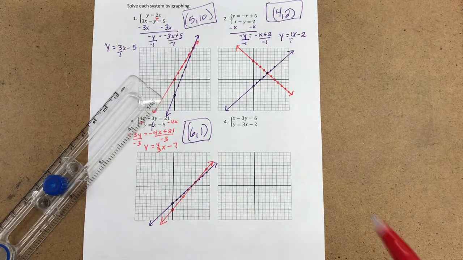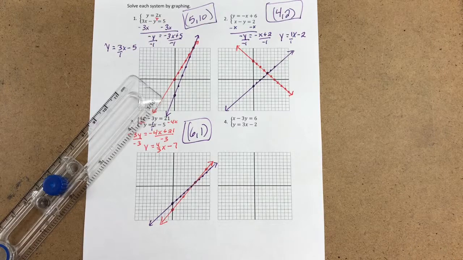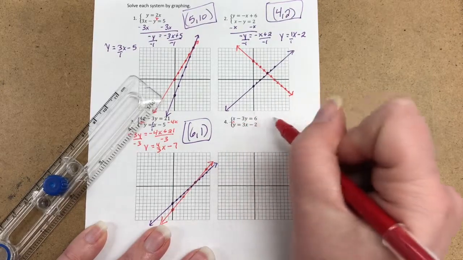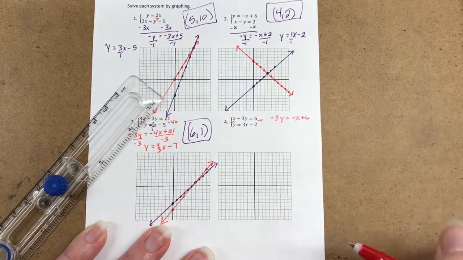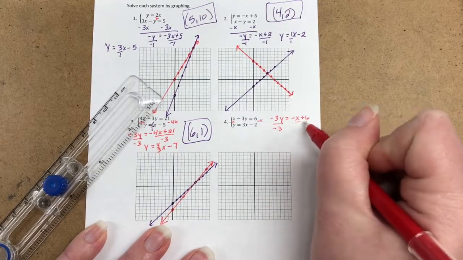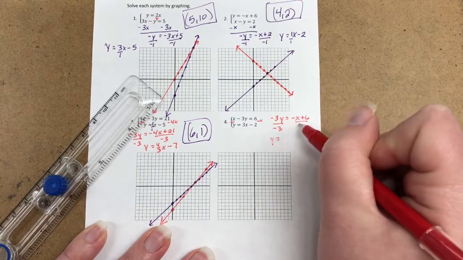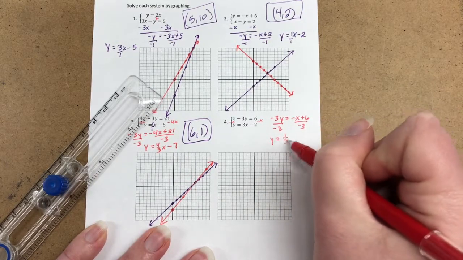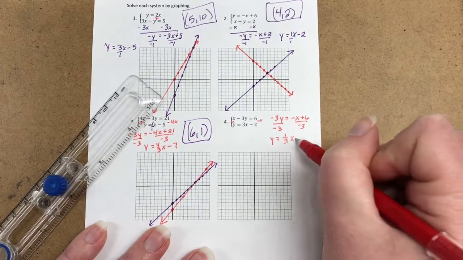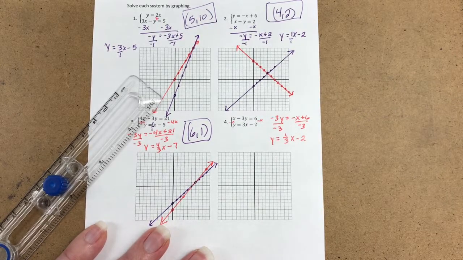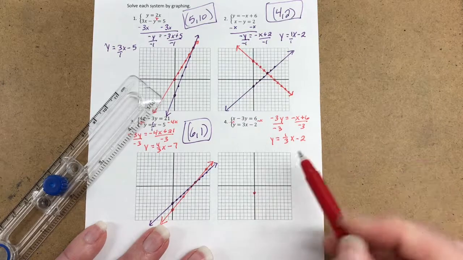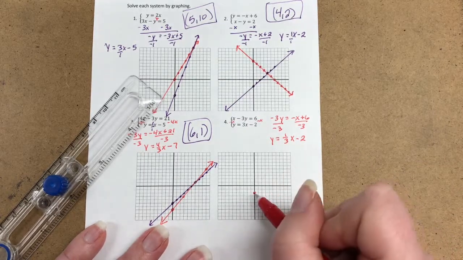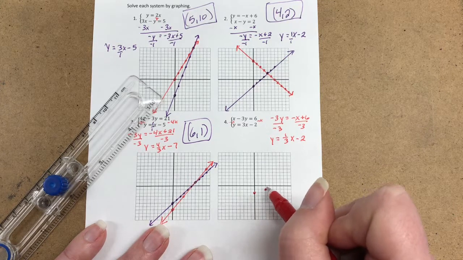For 4, the first equation isn't solved for y, so I have to solve that for y first. I'll subtract x from both sides, so I get -3y equals -x plus 6. Then we'll divide both sides by -3. So I get y equals... -1 divided by -3 would just be 1/3, and 6 divided by -3 would give me a -2. So I'll graph the y-intercept first: I'll go down to -2 and put my point.